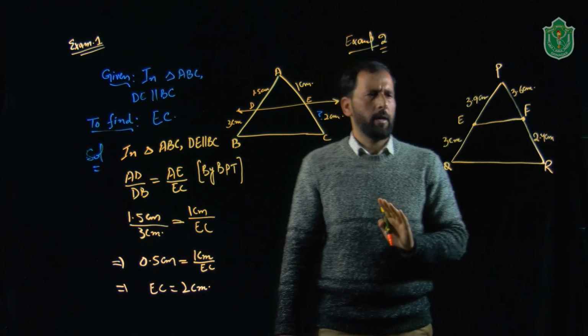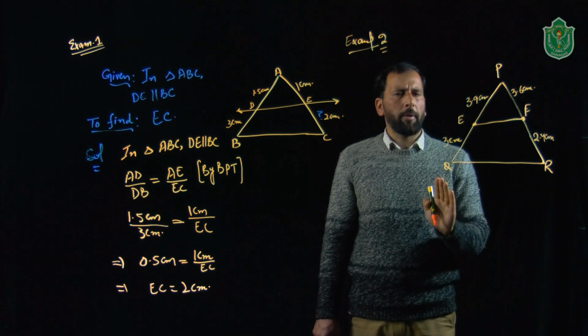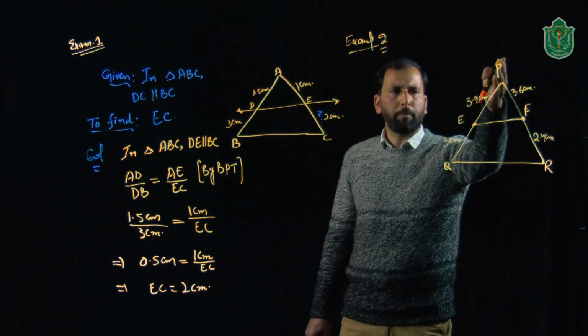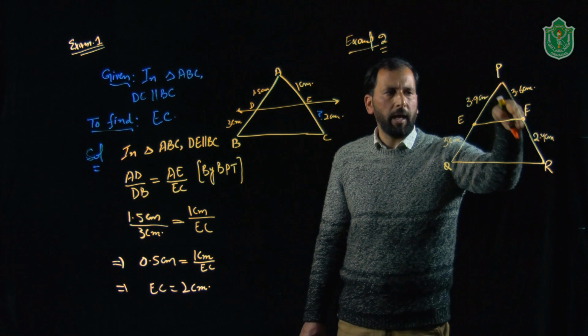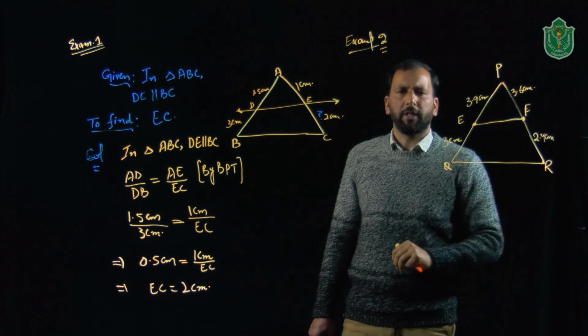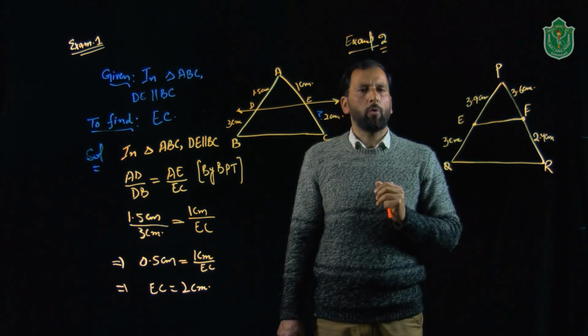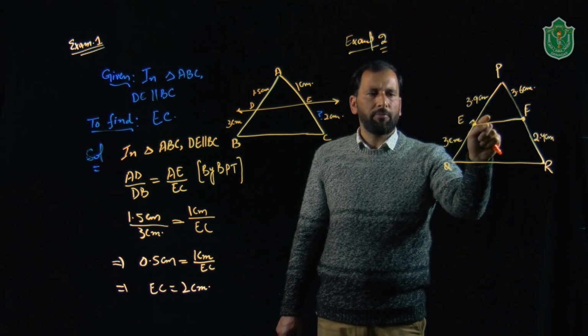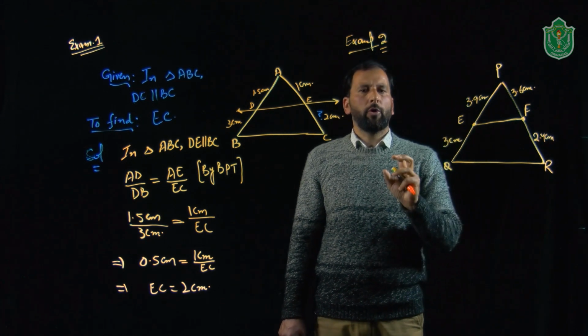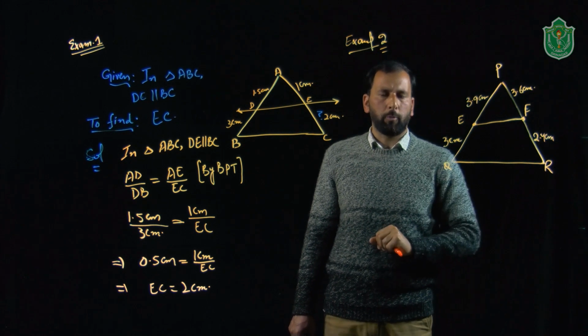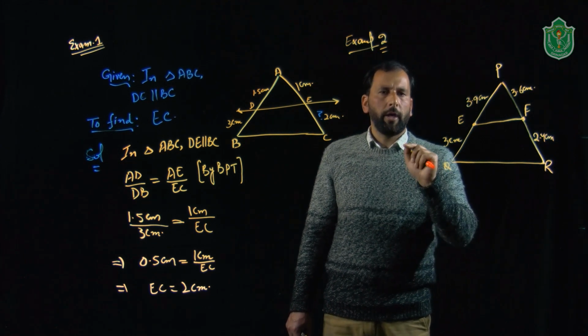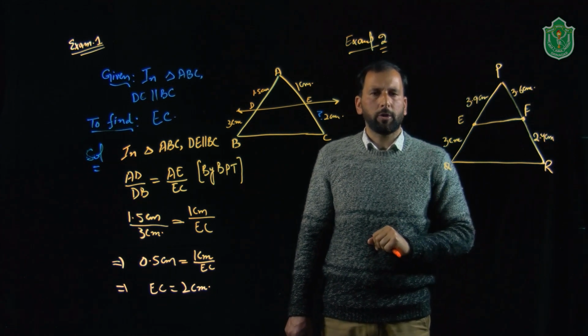Here observe the figure keenly. We have here 4 segments, that is PE, EQ, PF and FR. All the 4 segments are given. But what we have to prove is to show that this EF is parallel to QR. We use here the converse of the basic proportionality theorem, because we have learned this converse of the basic proportionality theorem.